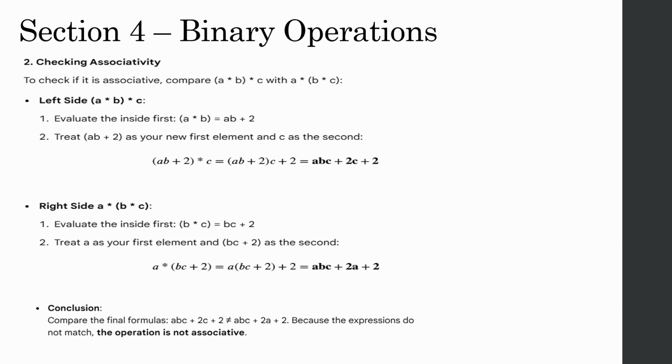Right side, which is A star (B star C). Again, let's evaluate the inside first, which is B star C, which will give you BC plus 2. Treat A as your first element and BC plus 2 as the second element. So it's A star (BC plus 2), which will yield you ABC plus 2A plus 2.